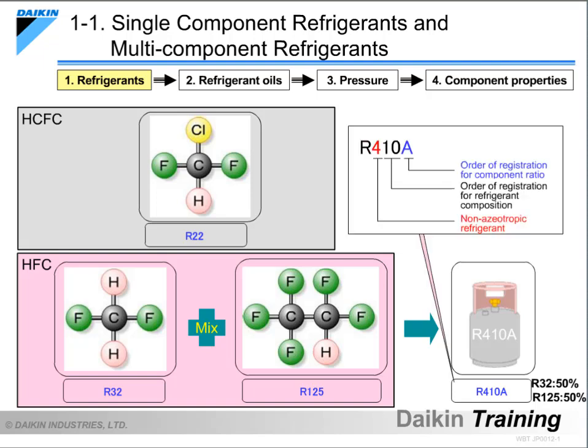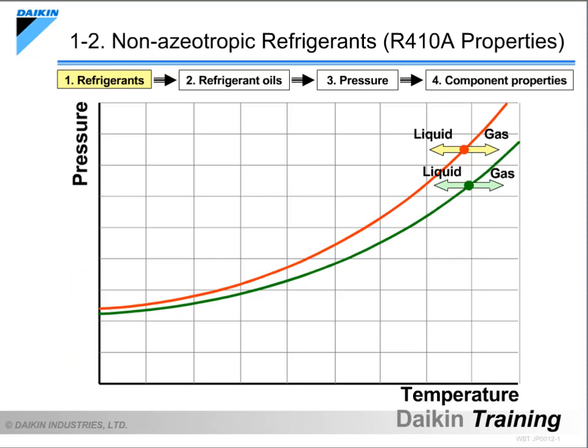The evaporation temperatures may differ depending on the particular refrigerants combined in a multi-component refrigerant. The number 4 in R410A indicates that the evaporation temperatures of the refrigerants combined within are different. In other words, R410A is a non-azeotropic refrigerant. Now, let's learn about non-azeotropic refrigerants.